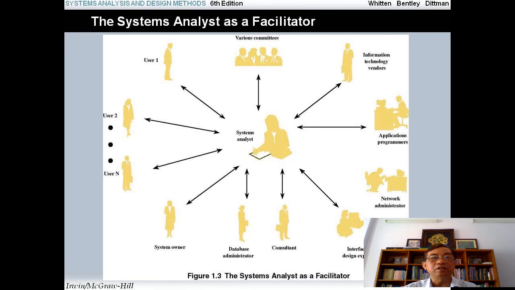You see here the system analyst as a facilitator. In the center of the slide, you see a system analyst. And around the system analyst, you have a lot of people from the various communities, from information technology vendors, from application programmers, and so forth. It means the system analyst contacts a lot of people in order to help them develop an information system.